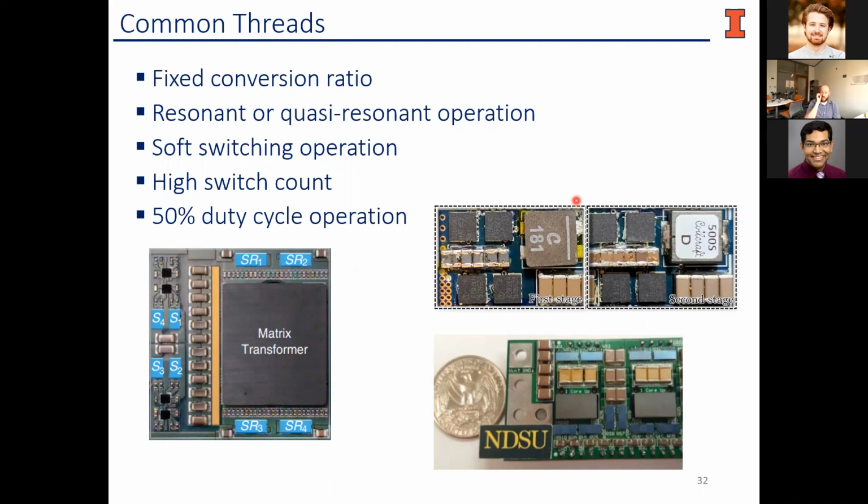All of these use a lot of switches. These are not just our two-switch solutions. Even the EPC one uses multiple interleaved stages. But what's also interesting is all of these, at least in terms of the academic ones here, use a 50% duty cycle operation, which means you're not taking a significant portion of your time with the switching transitions. This is another shared interesting characteristic of these converters.